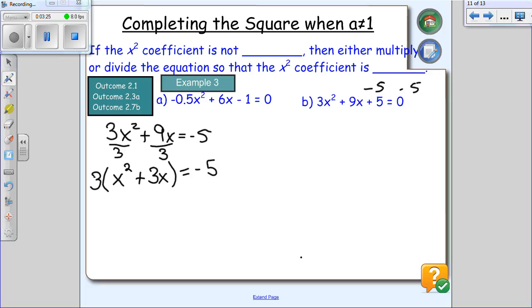We're not trying to do a greatest common factor. If we had this all equal to 0, you'd want to do a greatest common factor, but it's equal to negative 5, so taking out that x won't help us. We just want to take the number away from the x squared, which is what we've done. We want to move that 3 to the other side, so we divide both sides by 3. Now we have x squared plus 3x is equal to negative 5 divided by 3.